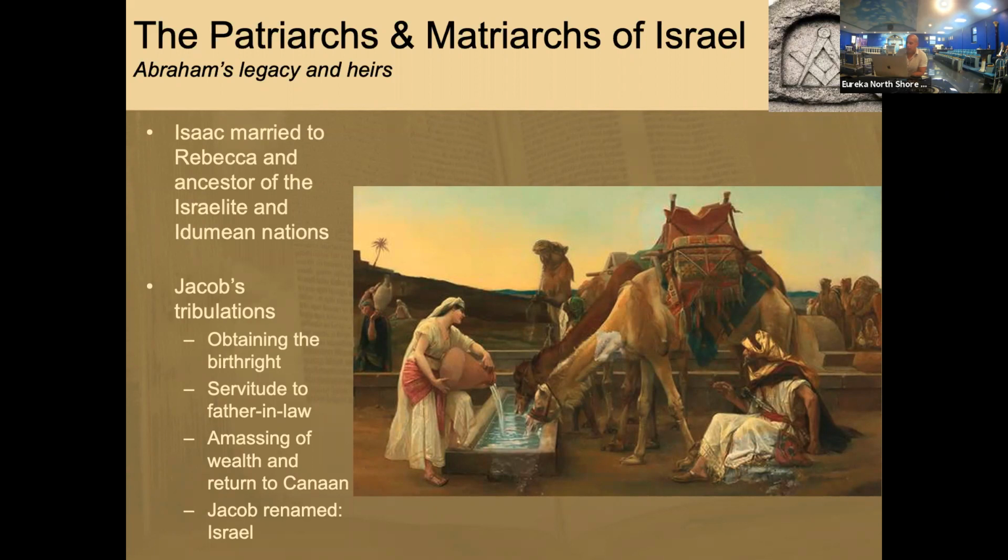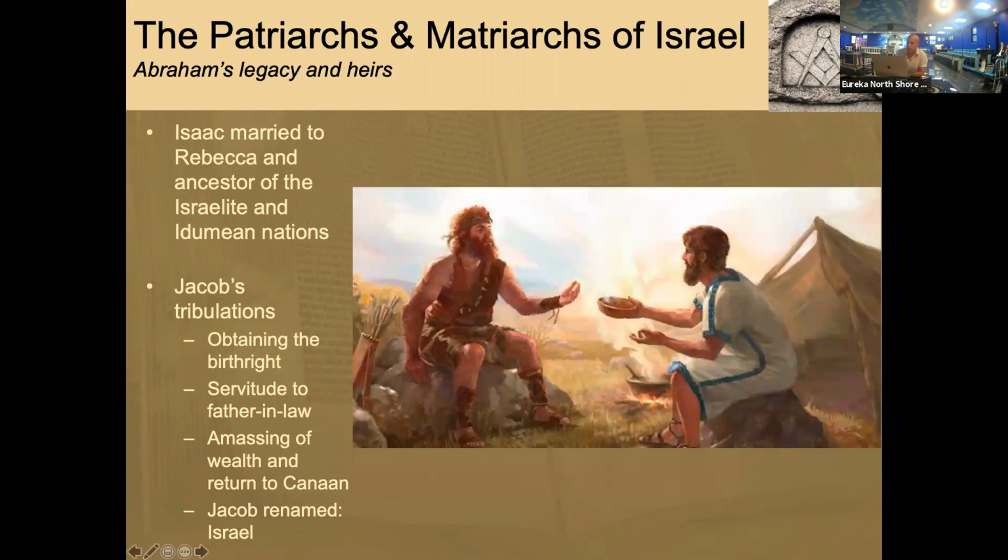There, Eliezer asks for a sign that the woman who would offer him water and water to his camels would be God's intended wife for Isaac. Eliezer's prayer is quickly answered with Rebekah. Arrangements were quickly made for Rebekah to return with Eliezer and wed Isaac.